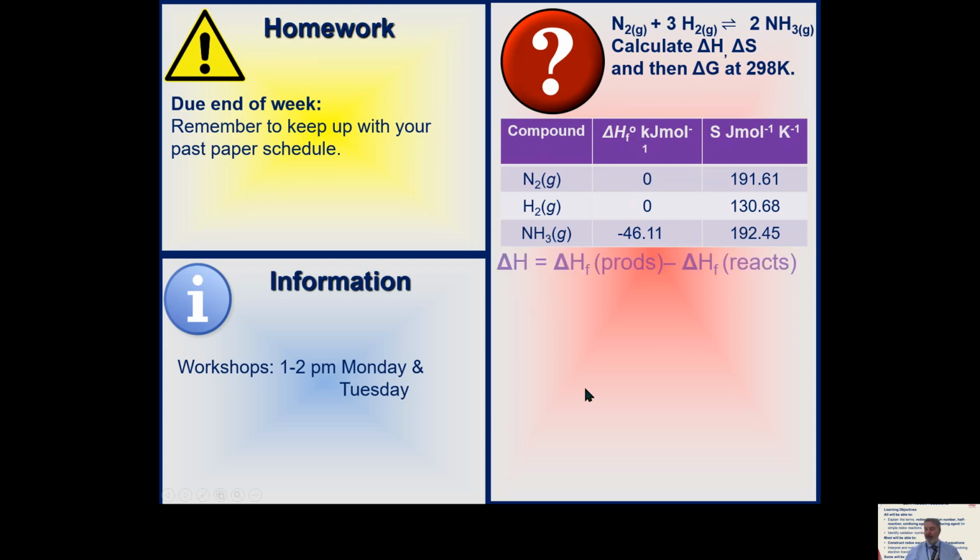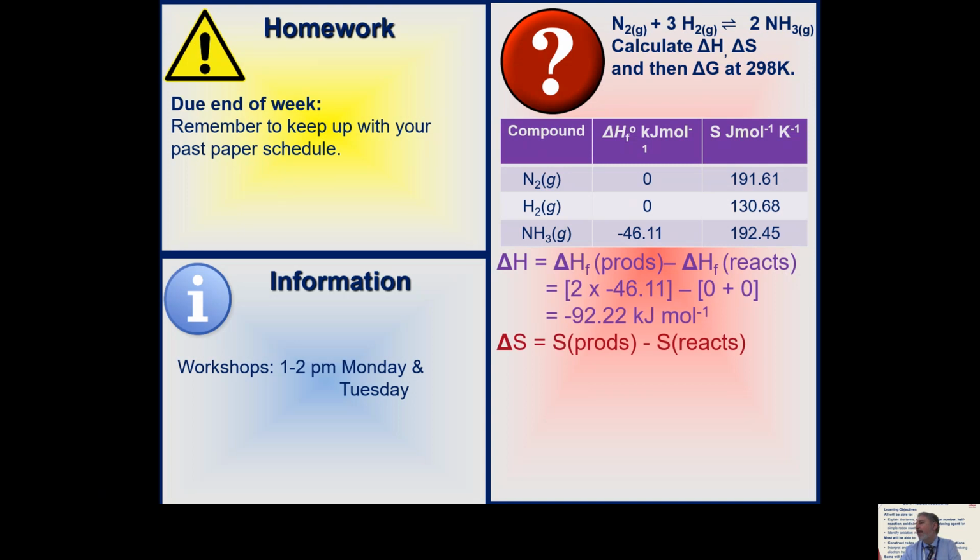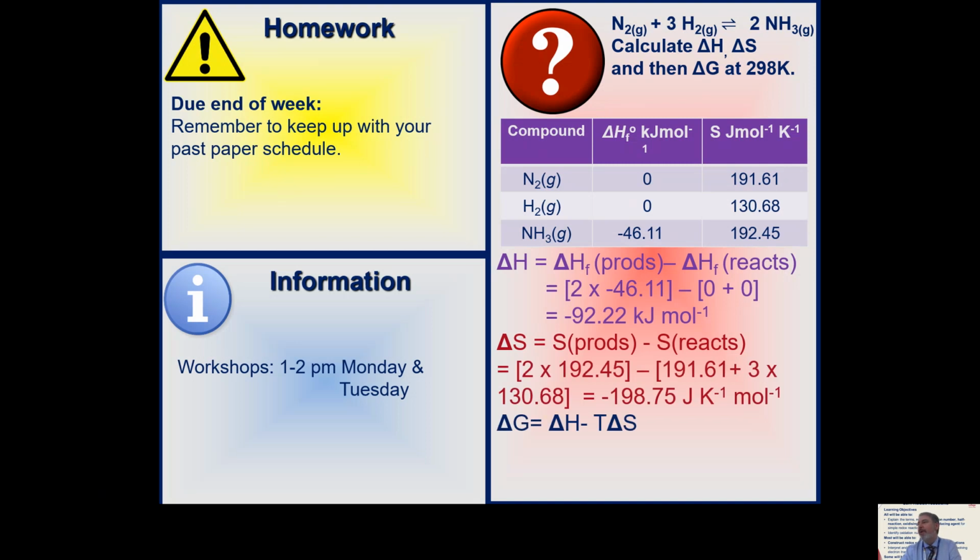Okay, so let's have a look at the answers. So here are the answers. Delta H is the formation of the products minus the formation of the reactants. Put those in, we get that number. Delta S is the sum of the entropies of the products minus the sum of the entropy of the reactants. We get that number, okay?